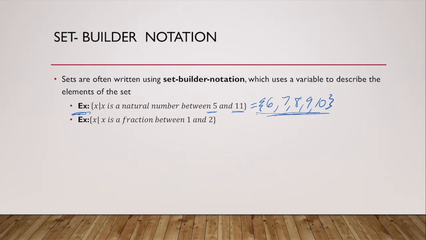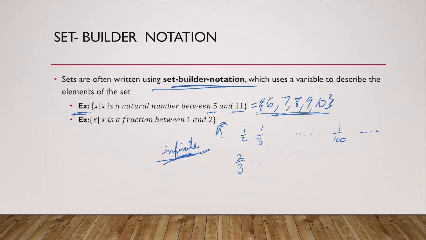We could also have x, where x is a fraction between 1 and 2. Well, this is an infinite set. What does that mean? This set has infinitely many elements because I could have 1/2, 1/3, and so on, 1/100th, and then it goes on and on from there. I could have 2/3. So this is an example of an infinite set, meaning we couldn't write every single element in it. And that's when set builder notation really comes in handy.